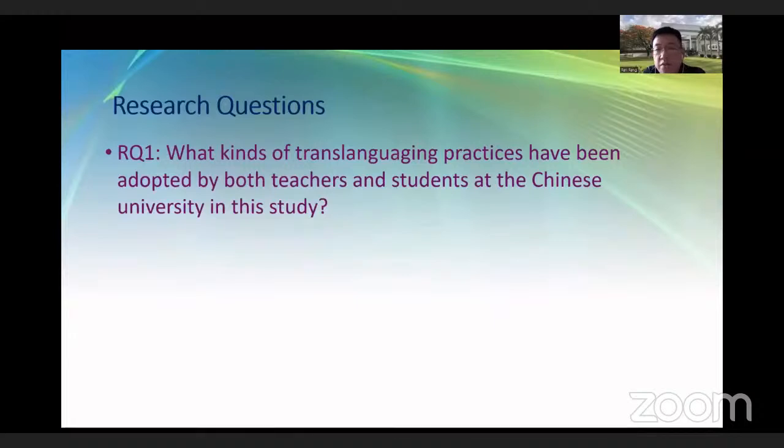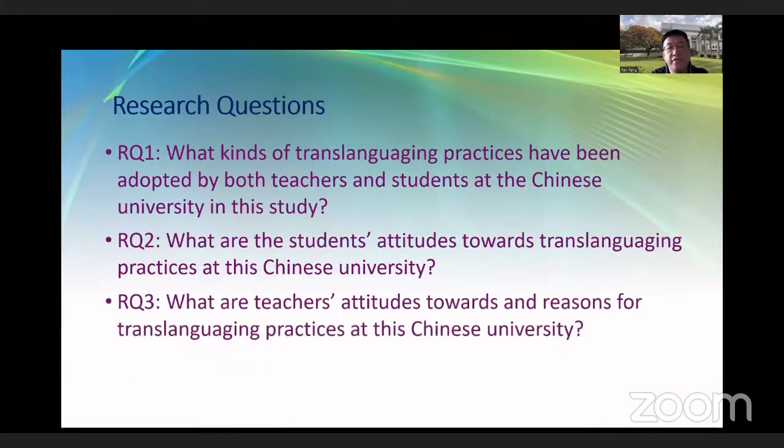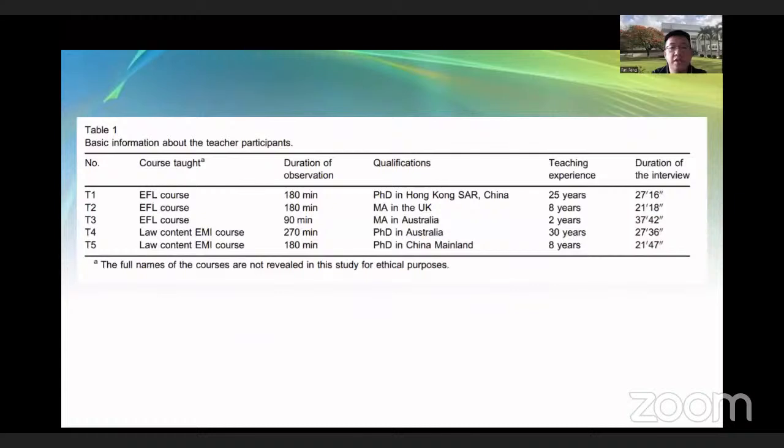The first one was, what kinds of translanguaging practices have been adopted by both teachers and students at the Chinese university in the study? The second one was, what are students' attitudes towards translanguaging practices at this Chinese university? Okay, the third one is, what are teachers' attitudes towards and the reasons for translanguaging practices at this Chinese university? So here is the background, the profile of the teachers.